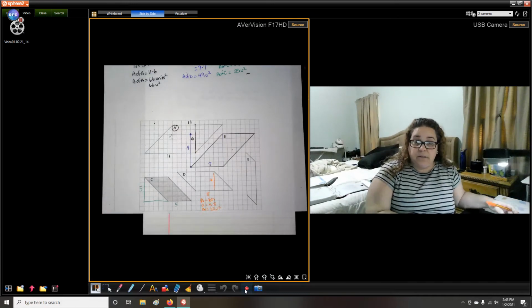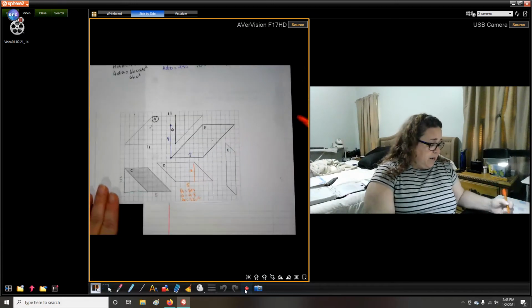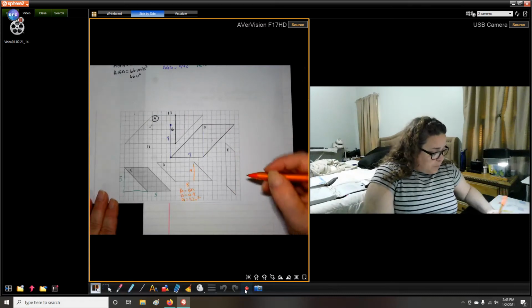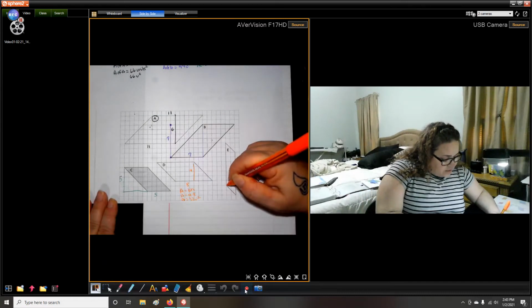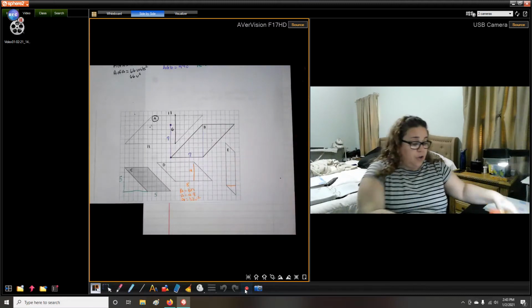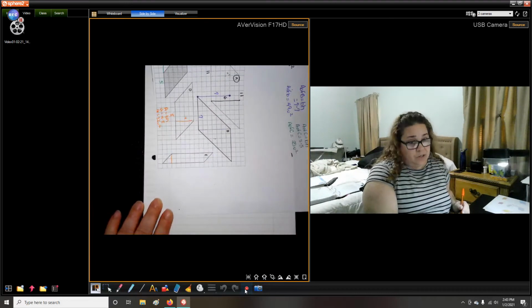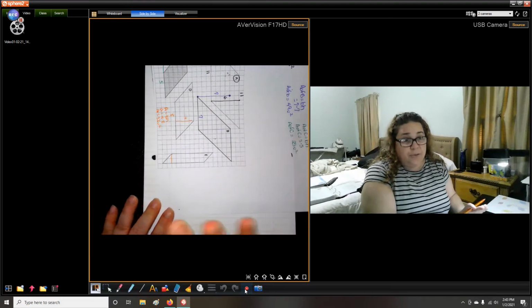Easy. Alright, for E. This one is running up and down, but this time you're going to go like this. And don't forget, you can turn these too if it makes it easier. So you can turn it sideways if that makes it easier for you. You don't have to, but you can.